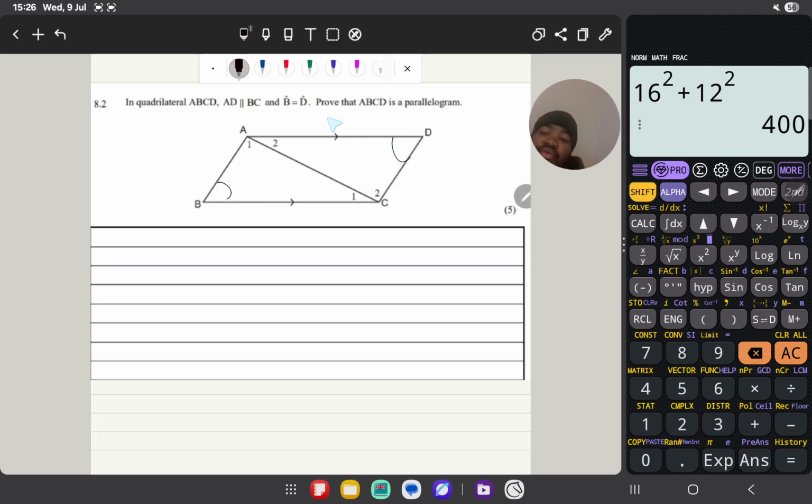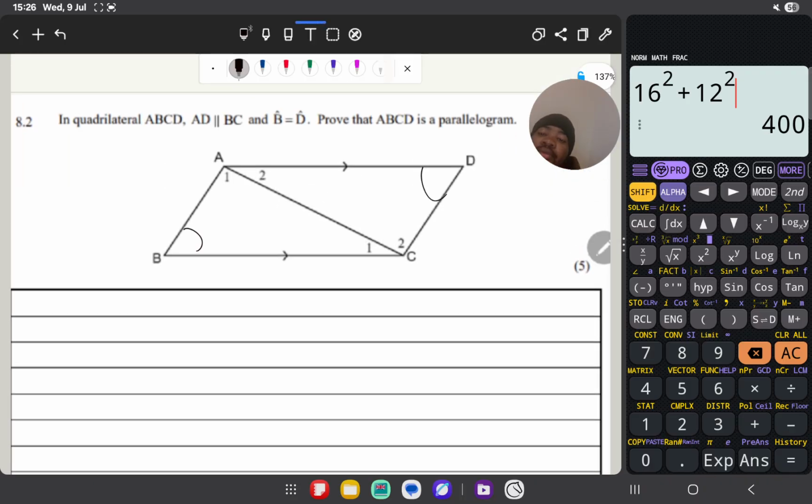And then we have to prove that this shape that we have here is a what? It is a parallelogram. Yeah, we have to prove that the shape that we have, ABCD, is a parallelogram. What we know is that ABCD is a quadrilateral, right? So first and foremost, I'm thinking congruency.